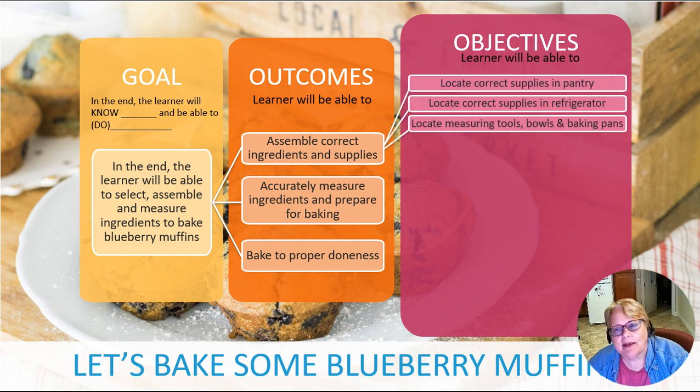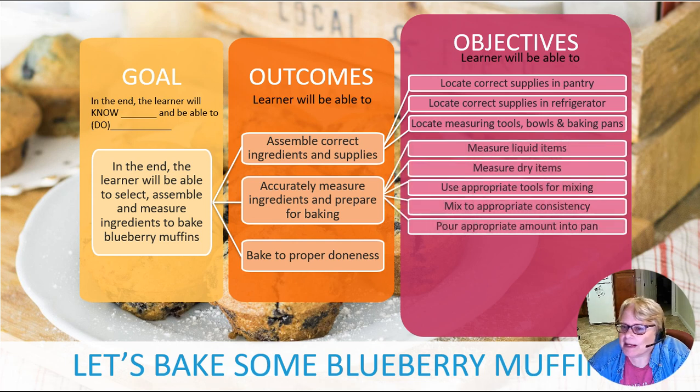The learner will be able to locate the correct supplies in the pantry. They'll be able to locate correct supplies in the refrigerator. They'll be able to locate the measuring tools, bowls, and baking pans. Now, let's think about this as far as getting to my goal. If they can't locate the right stuff, they're not going to be able to bake blueberry muffins. So the objective is really important that they meet each objective.